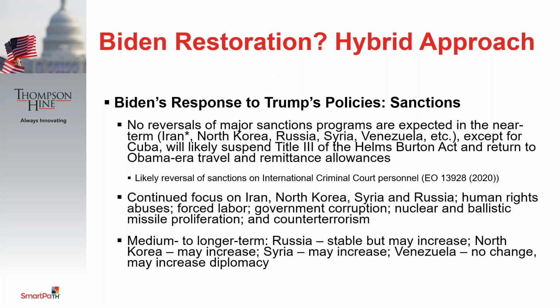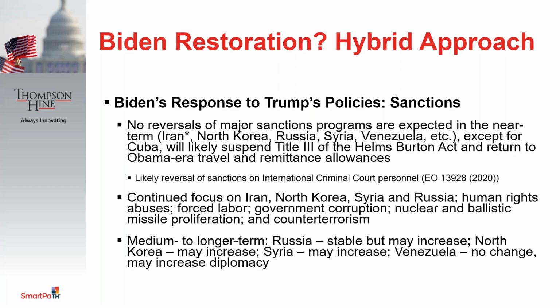In the medium to longer term, we think that Biden's approach to Russia will be tougher. So it will potentially increase, especially with respect to focusing on corruption and human rights abuses. But that will be, of course, in tension with other foreign policy goals with Russia, particularly the JCPOA, and with the allies in Europe on other issues that might not be as popular, like the pipeline related sanctions. North Korea will likely increase. Syria will continue to increase.